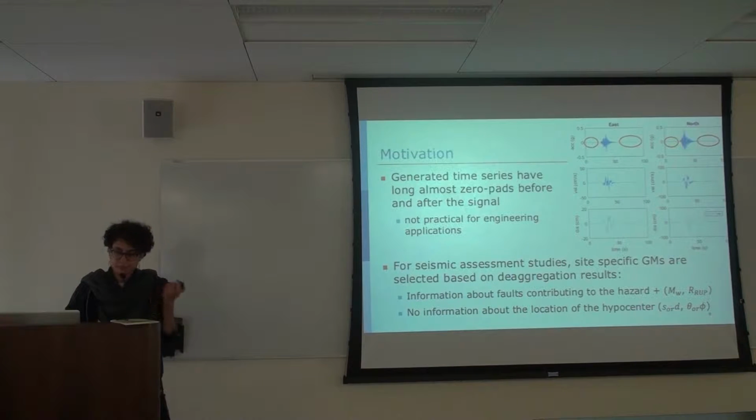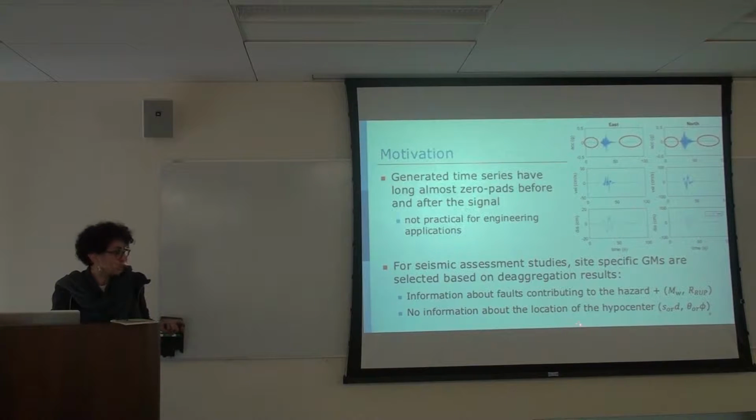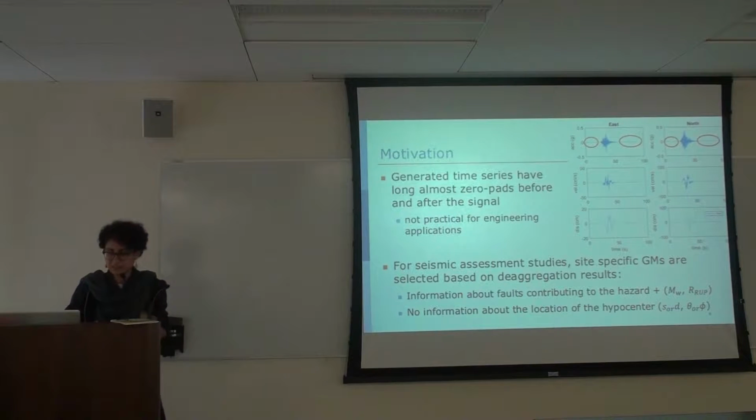Yet another motivation for the current project is that the information that we have for seismic assessment studies is usually what is the fault that is contributing to the hazard, what's the type of faulting, its magnitude, its distance to our site, but usually we don't have information about the location of the hypocenter and about the directivity parameters. So we're adding a layer into our simulations, which is to provide the users with a proper distribution of these directivity parameters with knowledge of only the fault contributing to the hazard and its type and its magnitude and distance to the site.